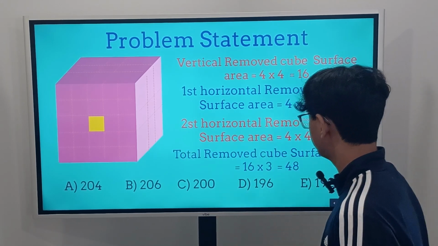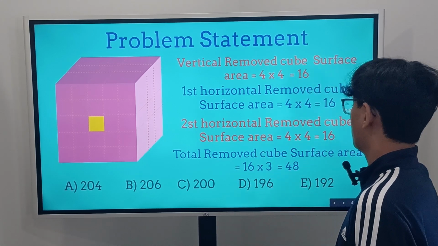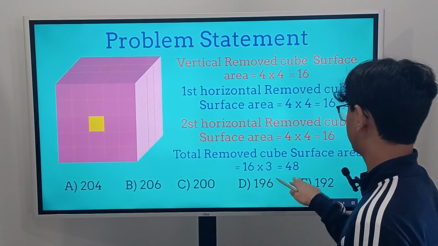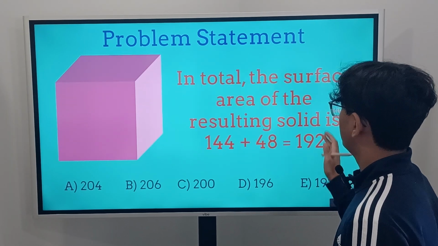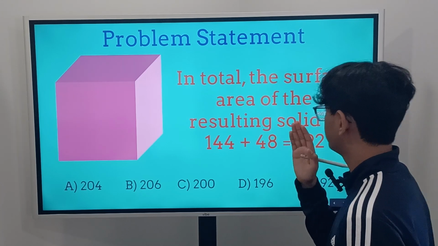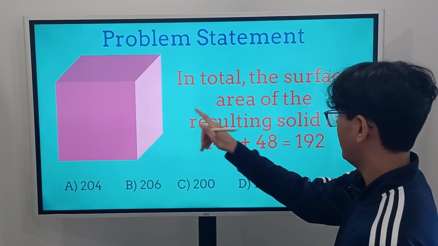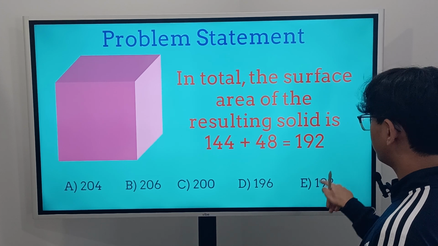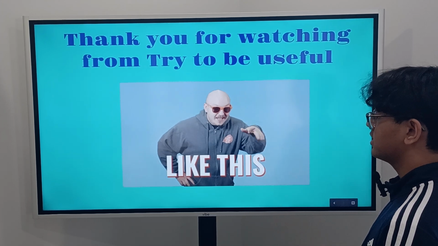So what we can do now is that the total removed cube surface area is 16 times 3, which is equal to 48. So that means our total internal surface area is 48. So now all we have to do is, in total, the surface area of the resulting solid is 144, which we got as our external, plus 48, which is our internal, equal to 192, which means our answer will be E, 192. So thank you so much for watching from Try to Be Useful, and we'll see you guys in our next video.